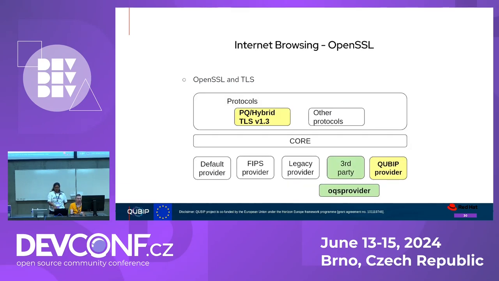So this is how it looks diagrammatically. This is the protocol layer. And from the core, we call different providers: default, FIPS, and legacy provider as of now. The OQS provider integrates like this into the third-party provider list. And the new QUBIP provider, which is being led by Tampere University, would fall into this place.